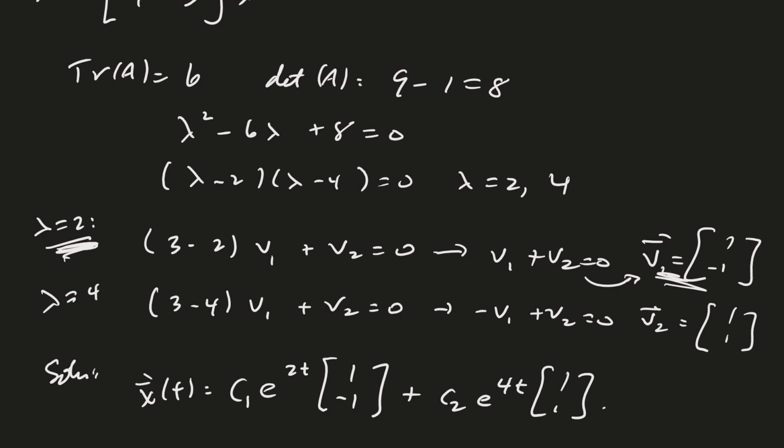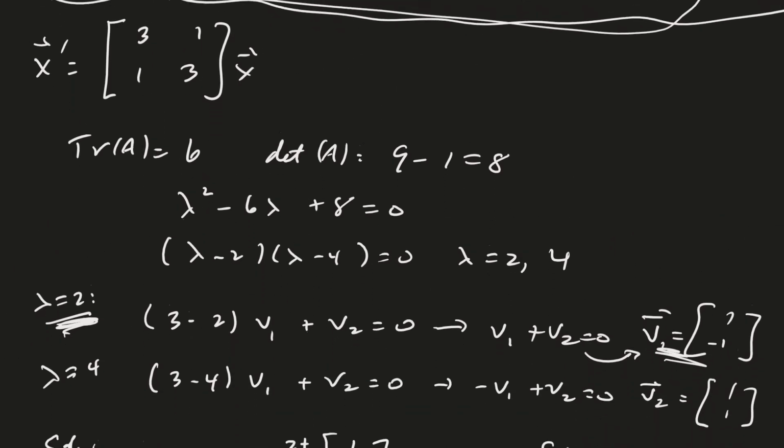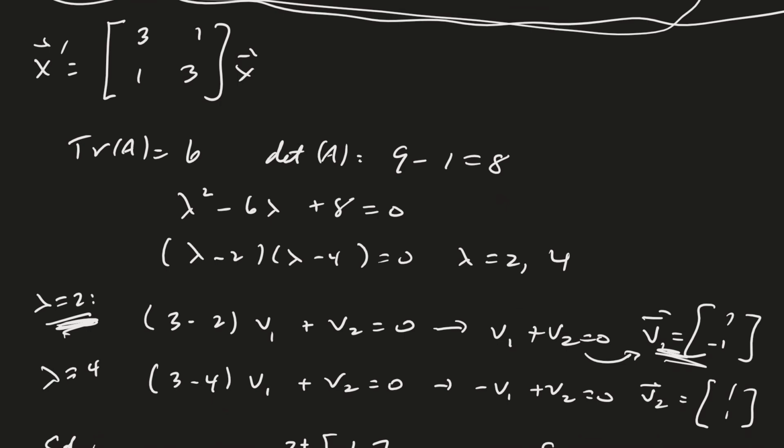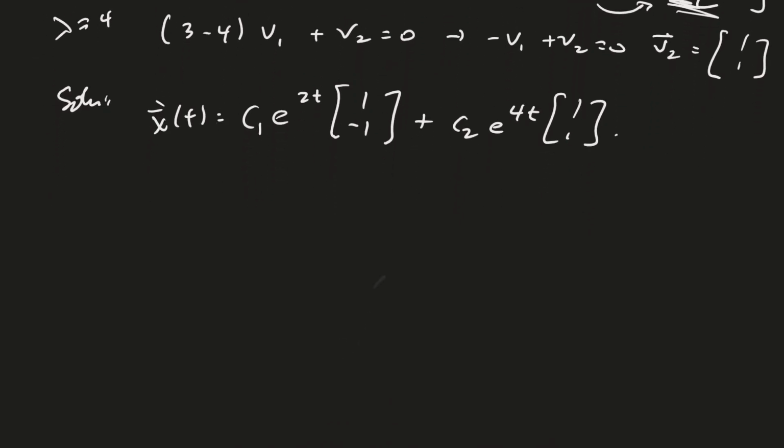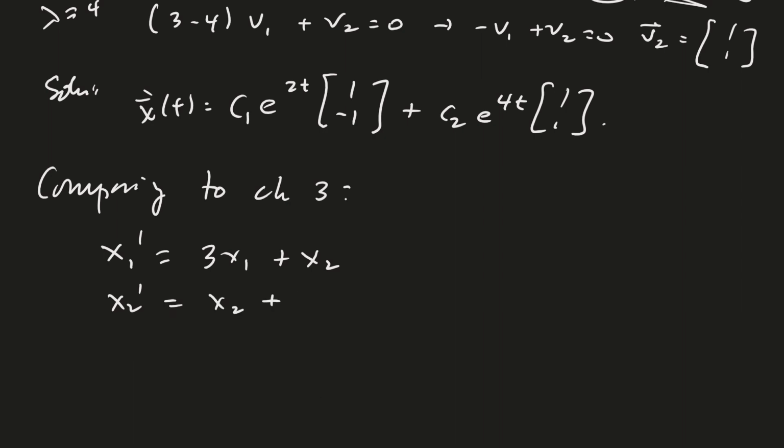What's next? Oh, let's try one out here, just for fun. Let's take this equation that we just solved, and let's convert that to a second order differential equation, just to compare this to chapter 3 methods. So comparing to chapter 3, if I have x1 prime is equal to 3x1 plus x2, that's my first equation. x2 prime is equal to x1 plus 3x2.